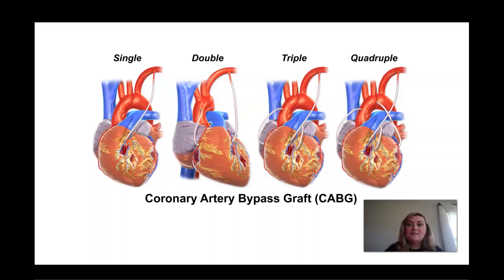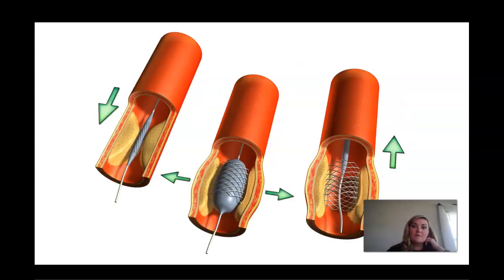So a single bypass is what you see on the first one. A double bypass is where they go around 2 different blockages. A triple bypass goes around 3, and a quadruple 4. And so you can keep going up and have many, many bypasses. But this is what they're basically doing when they're doing a bypass. They're taking it directly from a major artery, bypassing the blocked portion and going right behind that blocked portion so they can continue the feeding of that myocardium.